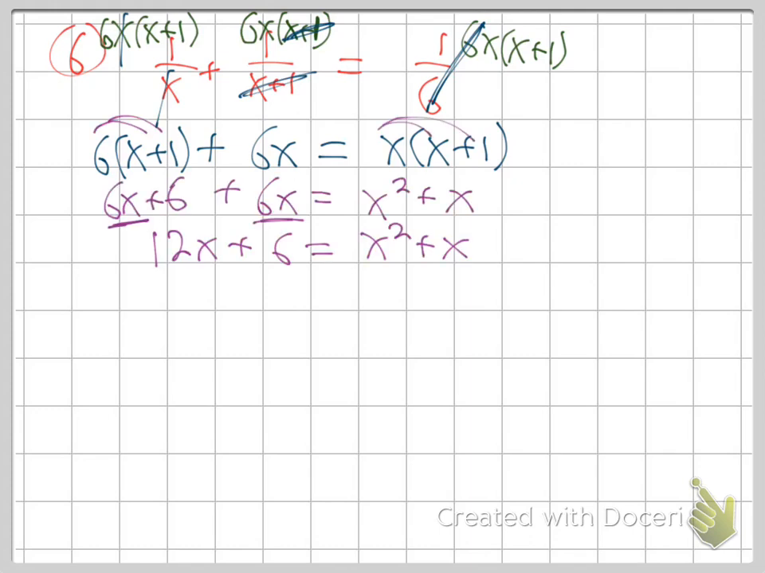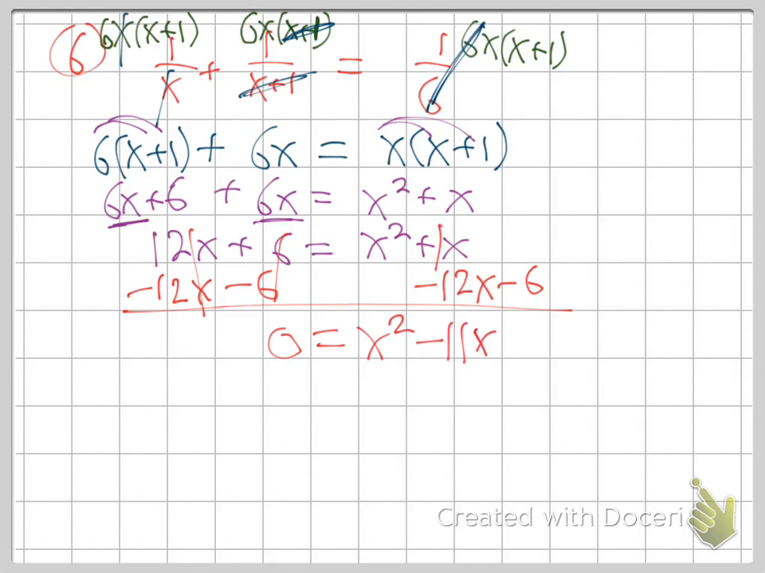So get rid of the 12x, get rid of the 6. Whatever you do to one side, do to the other. So that'll all go away. And we have x squared. 1x minus 12x is minus 11x. Is that good to there?